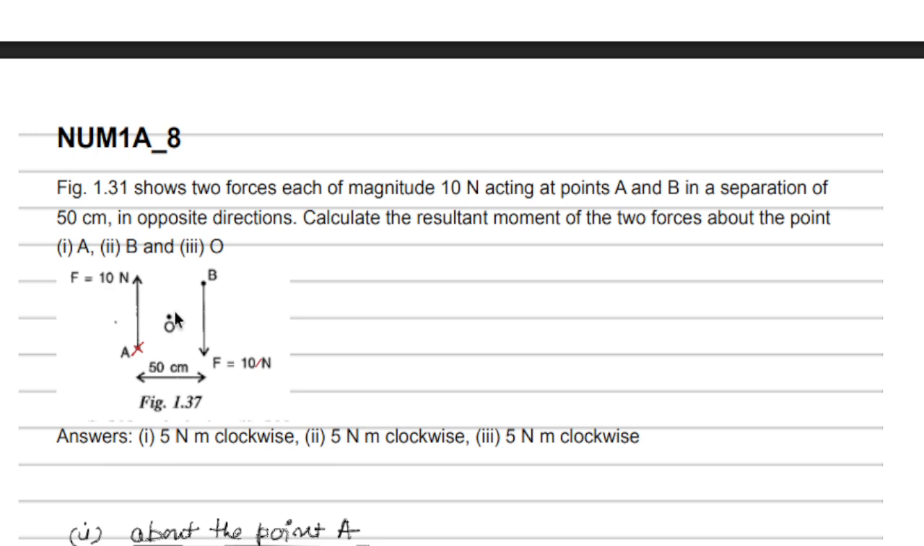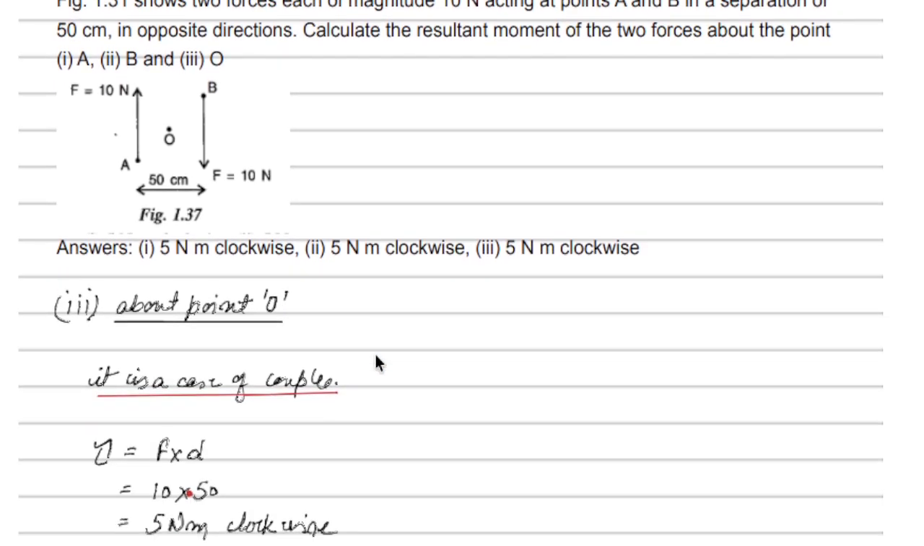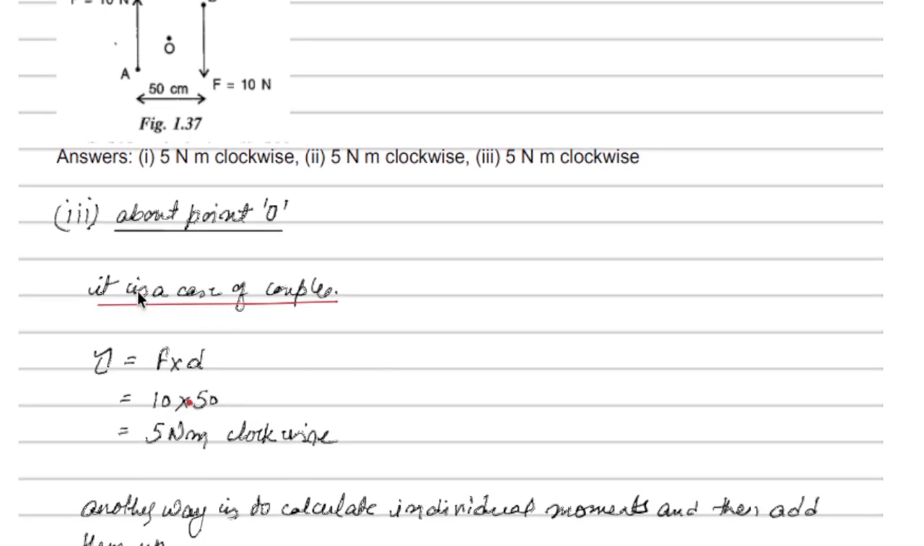So what will happen when we are pivoting on this point O? Then both forces will come into play. And this is actually the case of a couple: two equal and opposite forces with a separation distance given. So we take either force and the distance between these forces, and again we will get 5 Newton meter as the answer. So about point O, we take the case of a couple and multiply 10 into 0.5, which is 5 Newton meter clockwise.